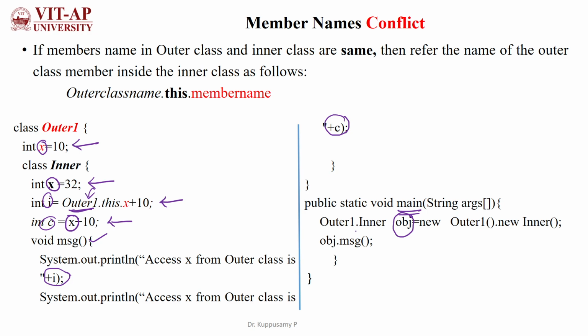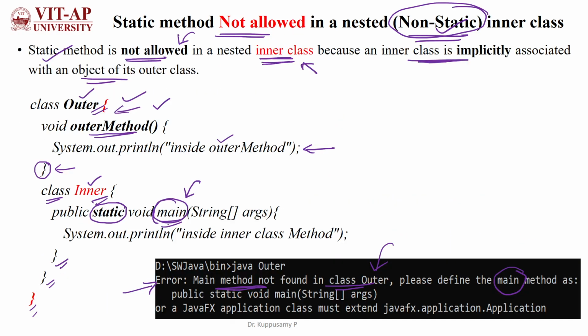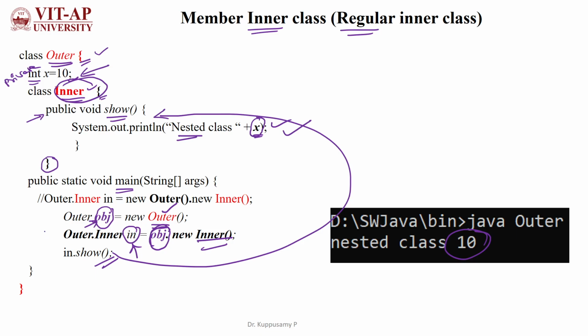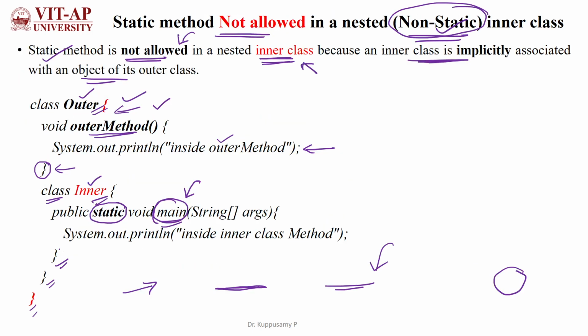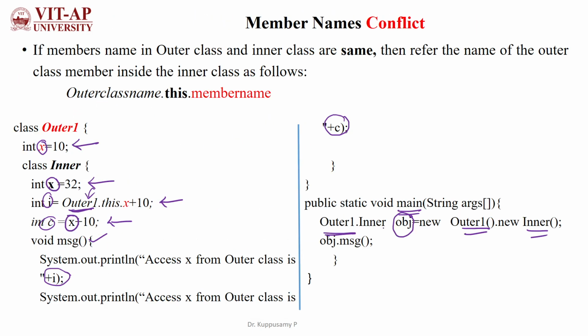You see first we are using the outer class name, then only we are using the inner class name. This is the syntax. As per this, we have to define the outer class object first, then the inner class object is to be created. So like that, the outer class is used to create the inner class object. Then I am using that object variable to access the method inside the inner class.